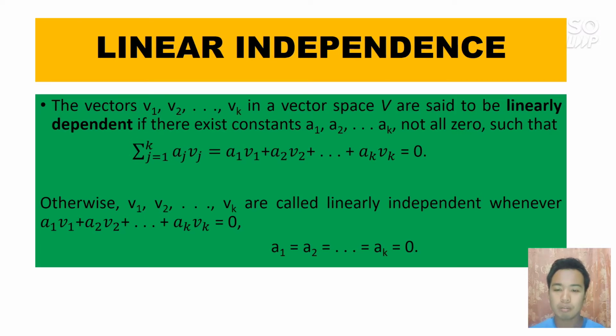Otherwise, the set of vectors are called linearly independent whenever the sum of a sub 1, v sub 1, a sub 2, v sub 2 until a sub k, v sub k is equal to 0, where a sub 1 is equal to a sub 2 is equal to a sub k equals 0.